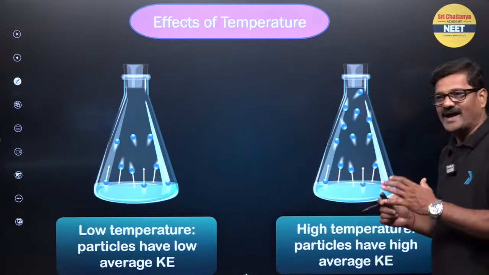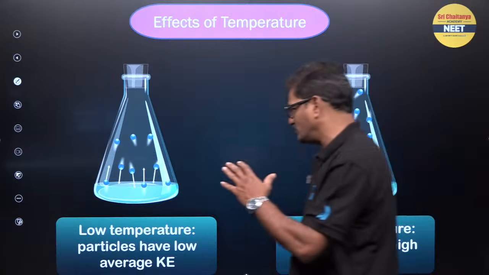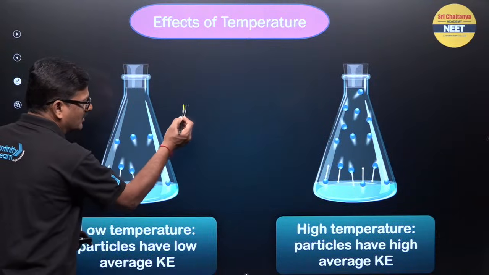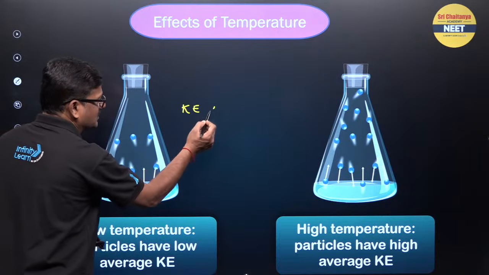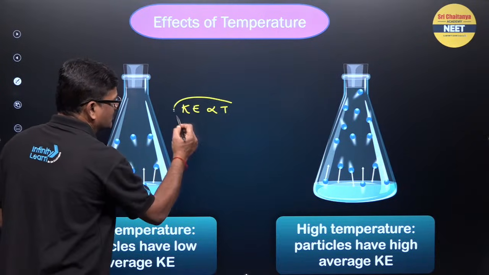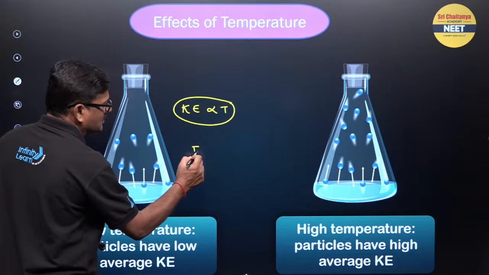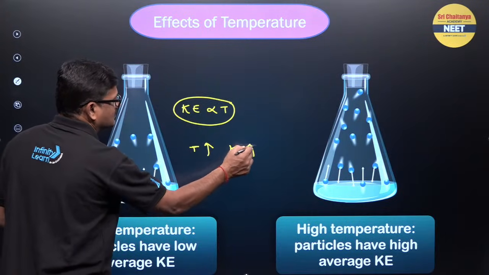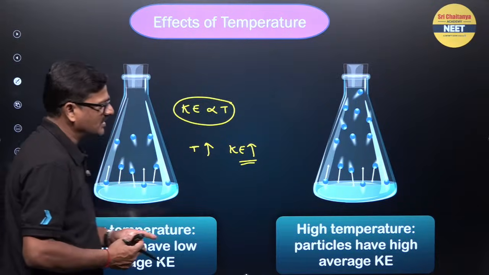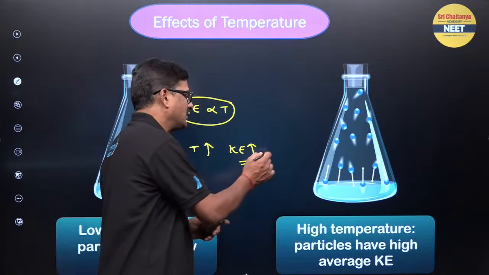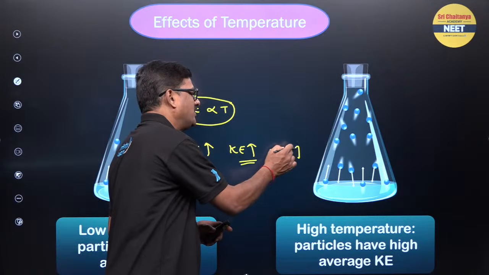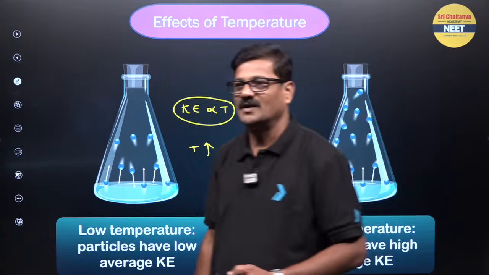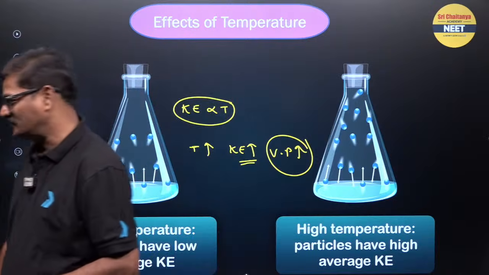At a lower temperature, the kinetic energy is less. According to kinetic molecular theory, kinetic energy is directly proportional to absolute temperature. As temperature increases, kinetic energy increases. As kinetic energy increases, what will happen? Vapor pressure increases. That is very, very important. So, getting all the concept in one shot.